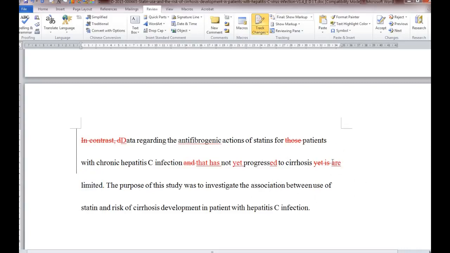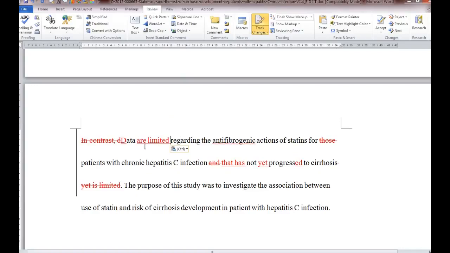To cirrhosis is limited. Okay. Data in most academic contexts is plural. The singular use is datum. Okay, data regarding this for patients with this infection that has not yet progressed to cirrhosis, yet are. Okay, yeah, this yet is not necessary, obviously.